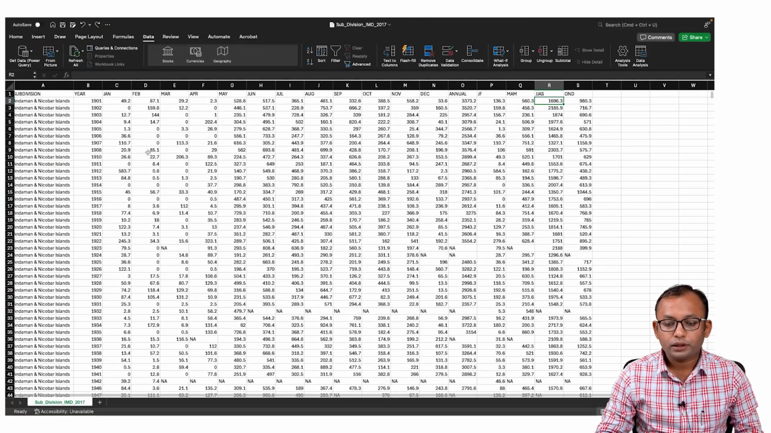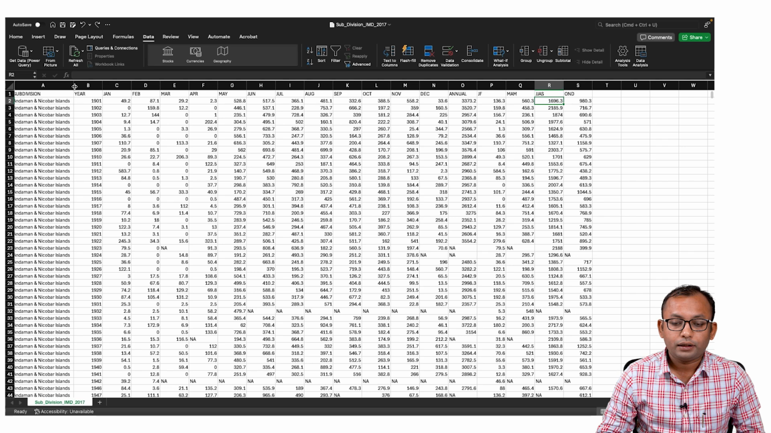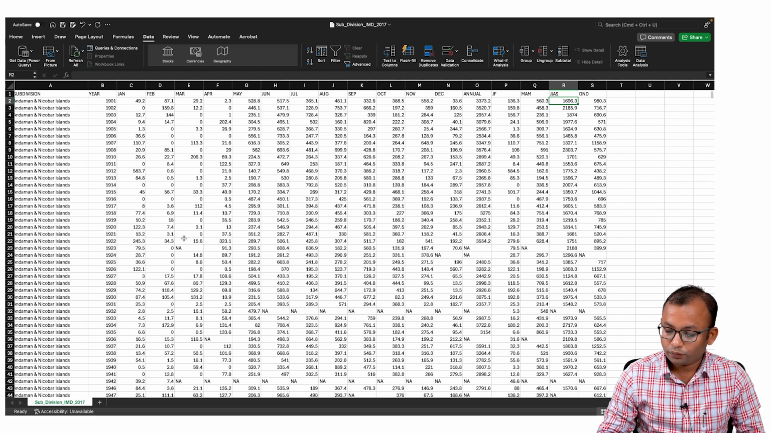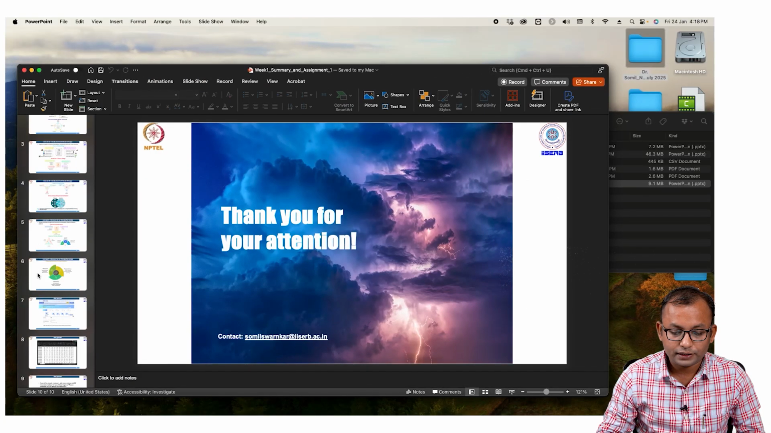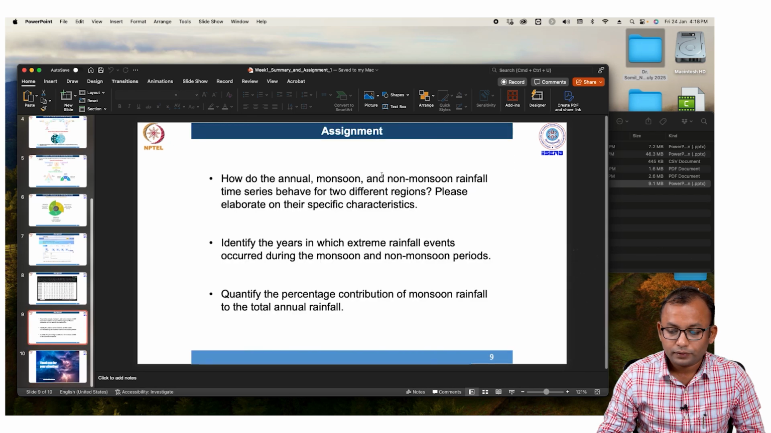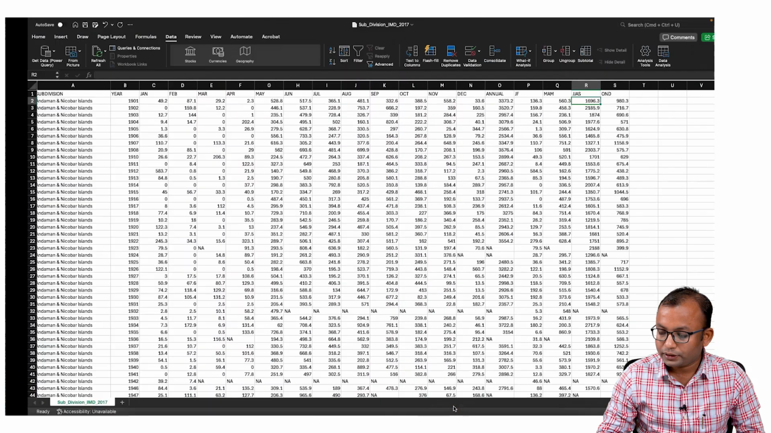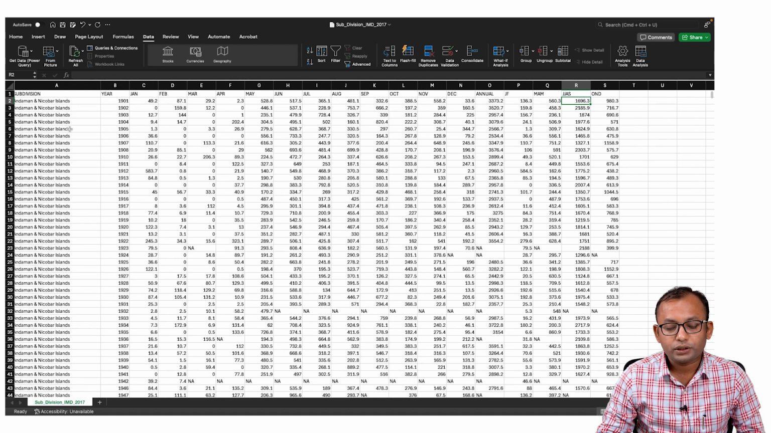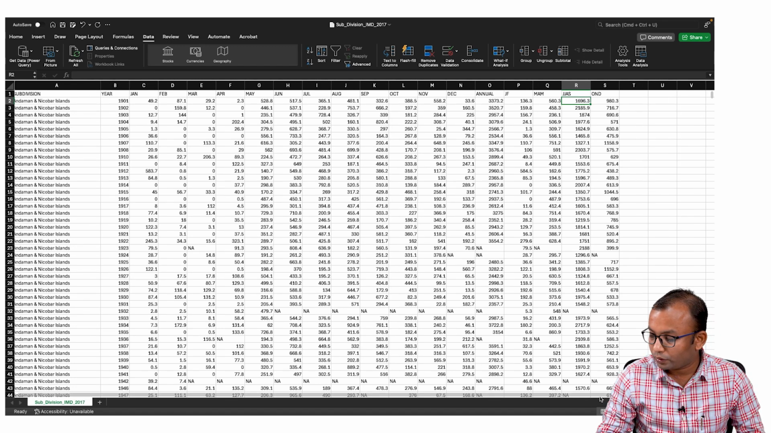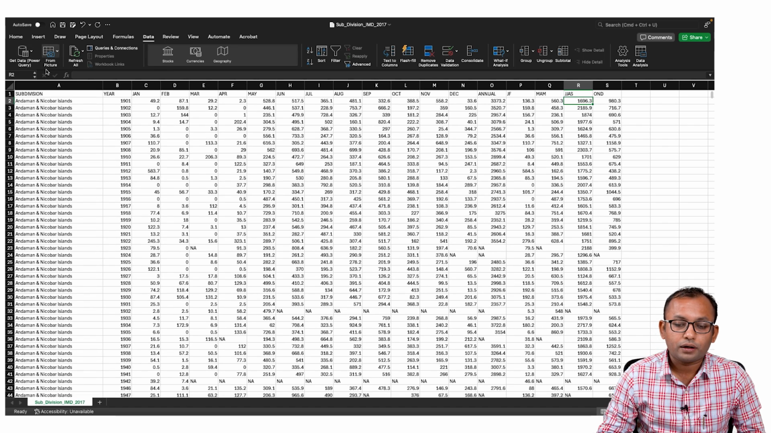We can go to this Excel sheet again. The first problem is you have to know the annual, monsoon and non-monsoon rainfall amounts for different regions. This is the regional division we already have. You can do this analysis in Excel, or maybe you can also use Google Sheets, which can also work.